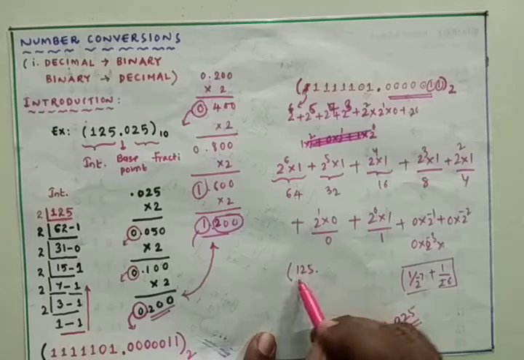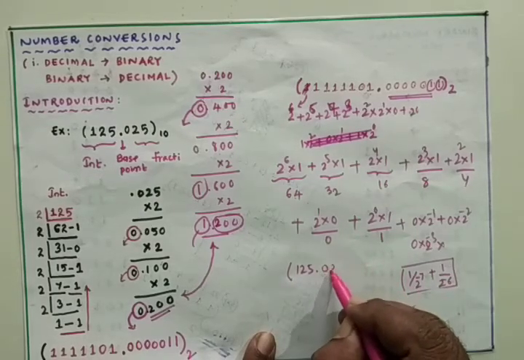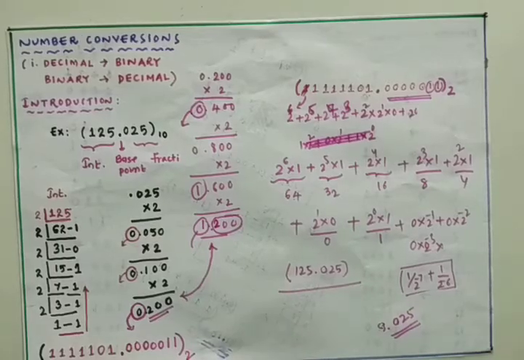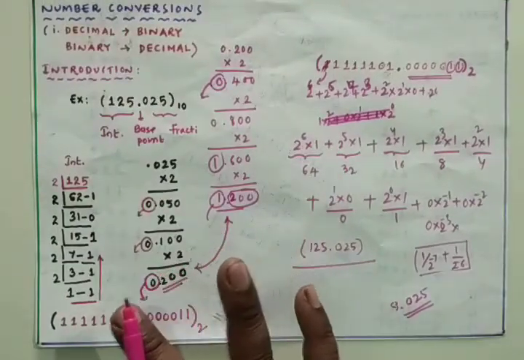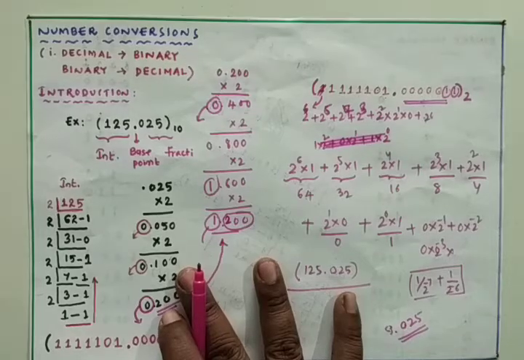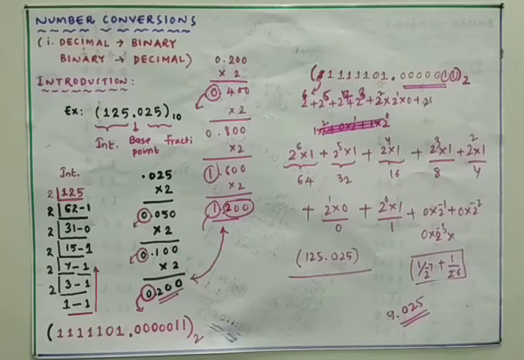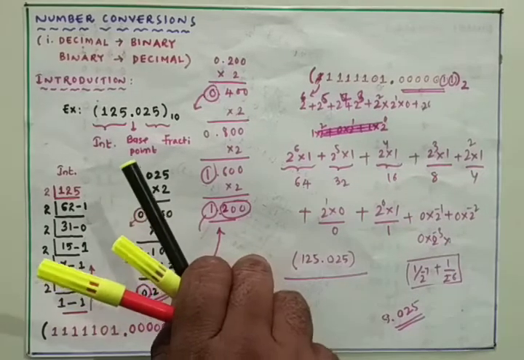0.025. What we have here? 125, and here we can what? It is the answer. That means what? Here we took one example, a decimal number that we converted into binary. After that we verified that number in decimal form. So with one more example I am going to explain the same, so that everyone is clear with this session on the decimal number system and the binary number system.